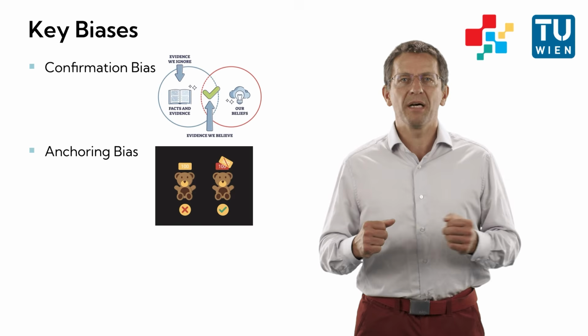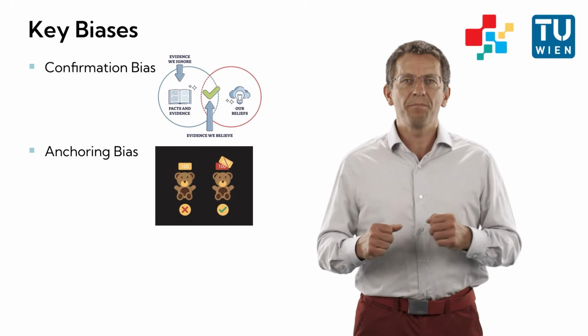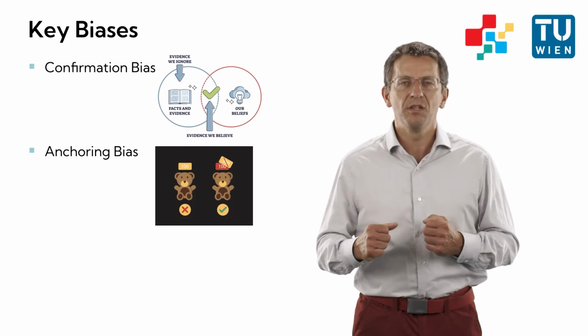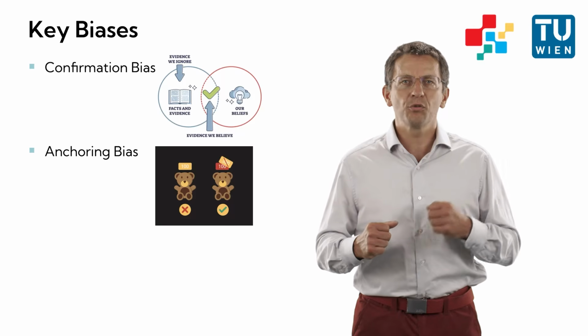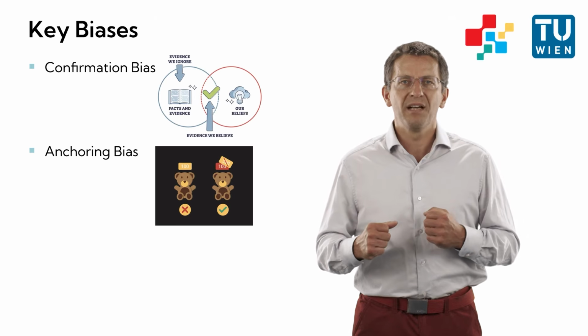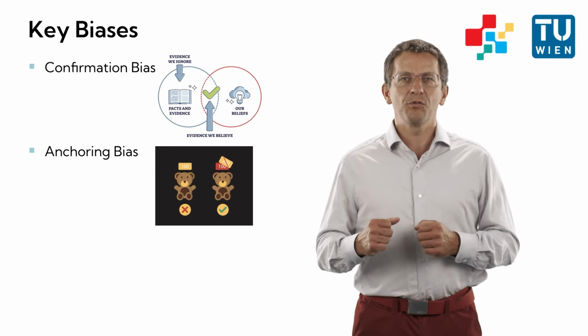Next, anchoring bias. This occurs when people rely too heavily on the first piece of information they encounter. For example, if your search engine shows a first result, users may treat it as the result even if better alternatives exist.